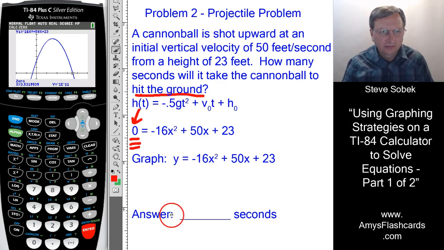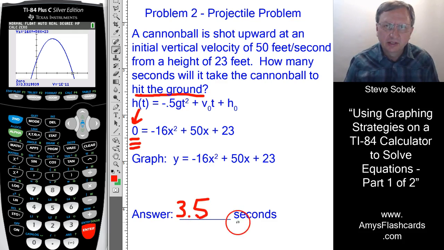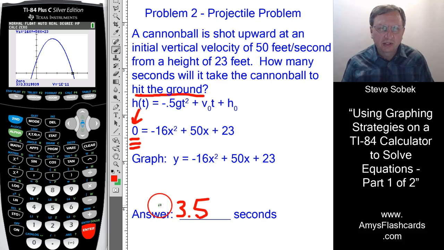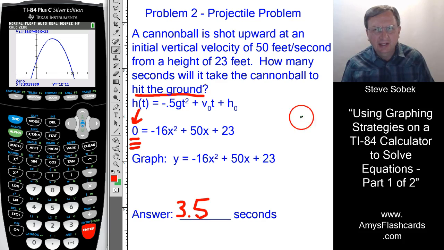Let's go back over here, and we could just write that in. Did it say round? No. Let's round it to the nearest tenth of a second. So at about 3.5 seconds, it takes that cannonball to reach the ground. There's example number 2. All right. Again, very easy to find the x-intercepts using second calculate once we get a suitable viewing window for the graph.